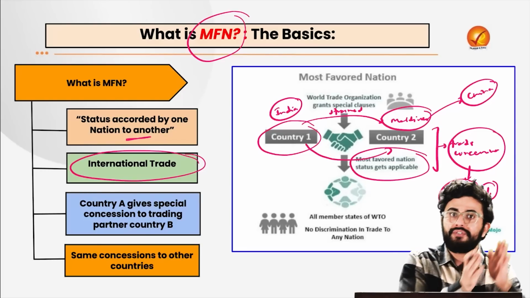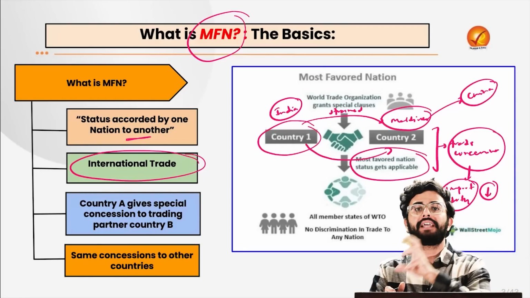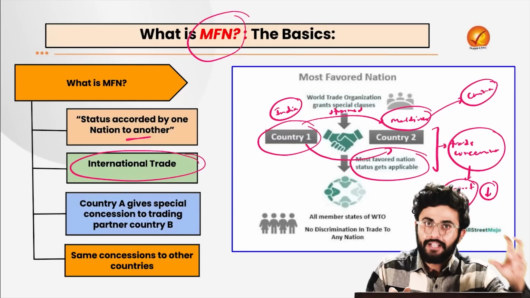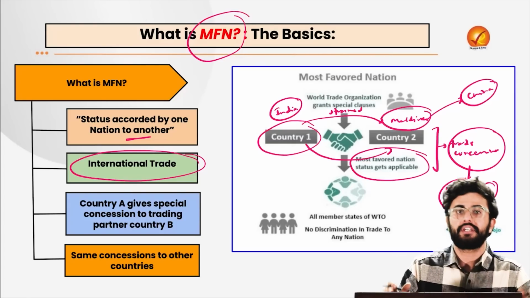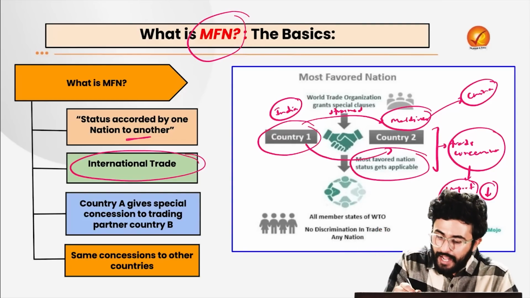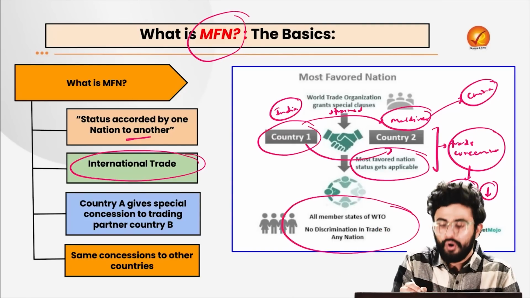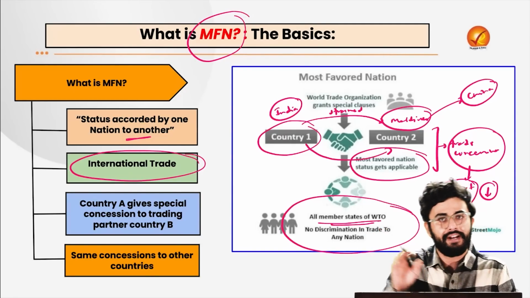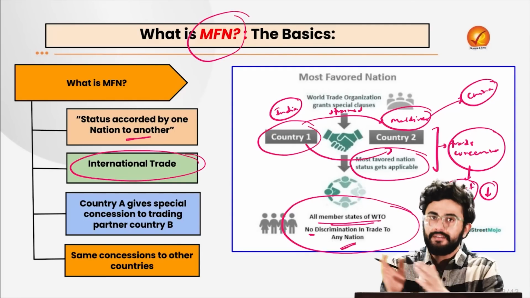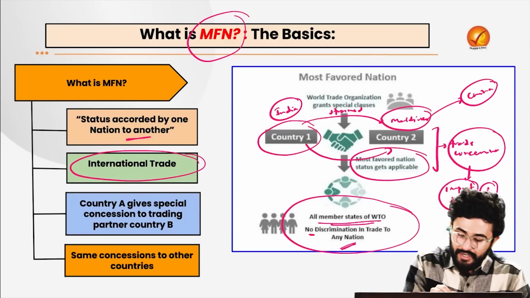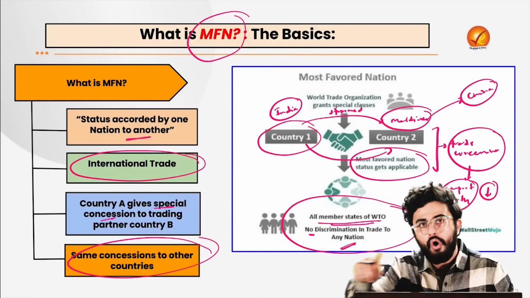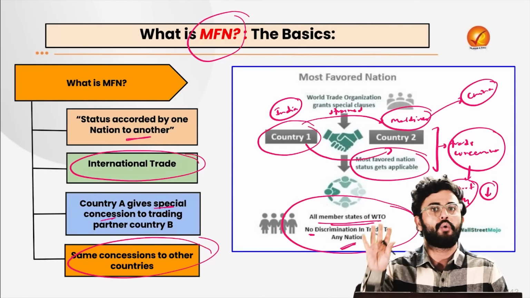But the most favored nation principle actually lies upon non-discriminatory trade practices. So the idea suggests that if India is giving MFN status to Maldives, let's say reducing the import duty, it has to do the very same for all member states of the World Trade Organization, so that no discrimination in trade can take place between any nation. So if you are giving a special concession to any trading partner, that concession has to be given to all the other members of WTO as well.